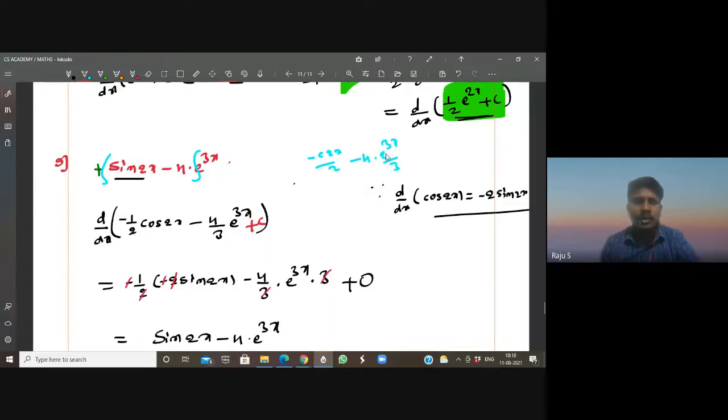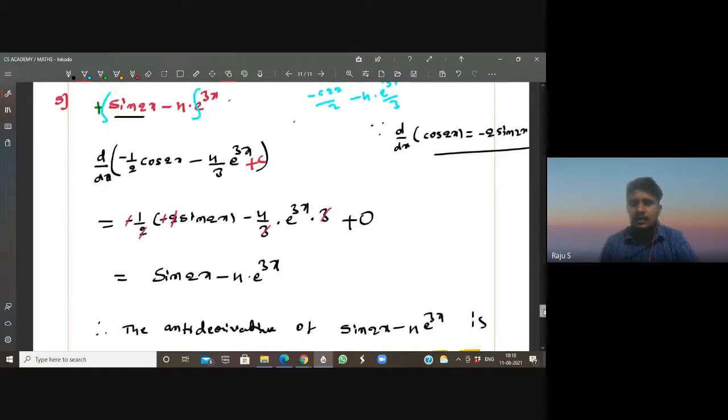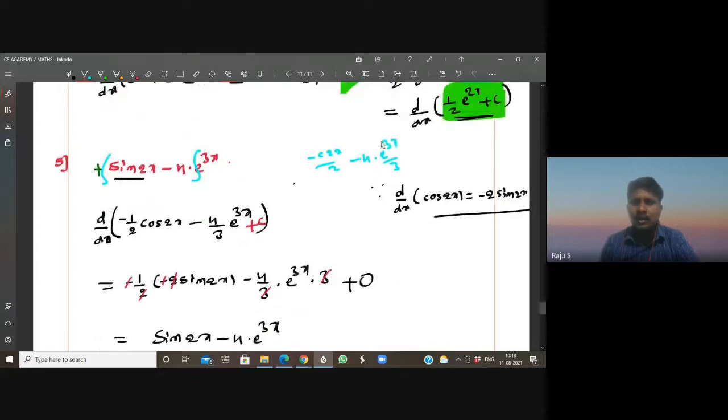This is the function I have chosen here. Simple, students. If you don't know the original function, simply integrate. Right, students? Having any doubts? If you integrate, you will get one function. That function alone you can differentiate.